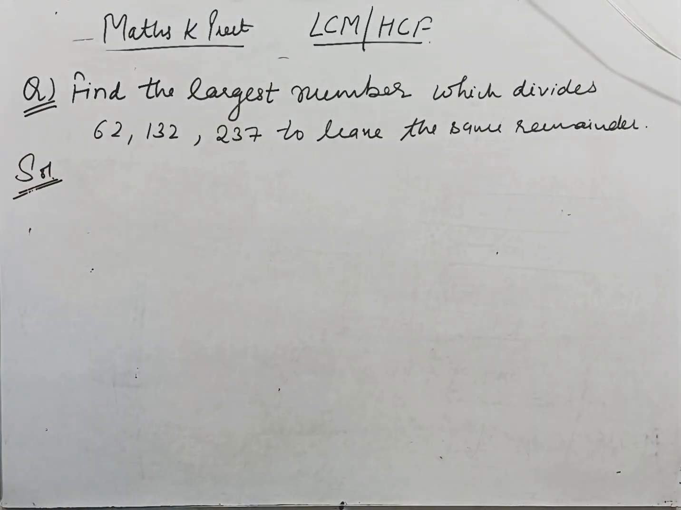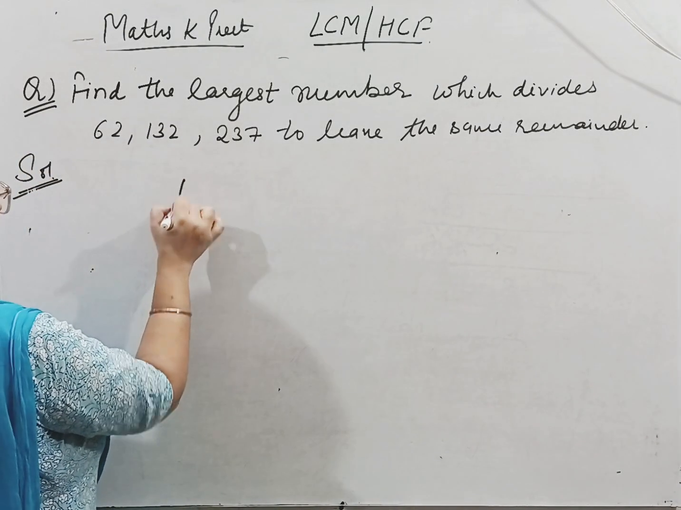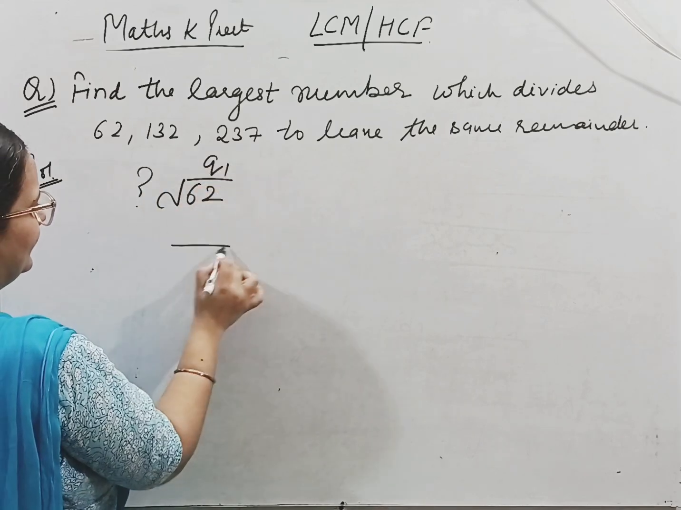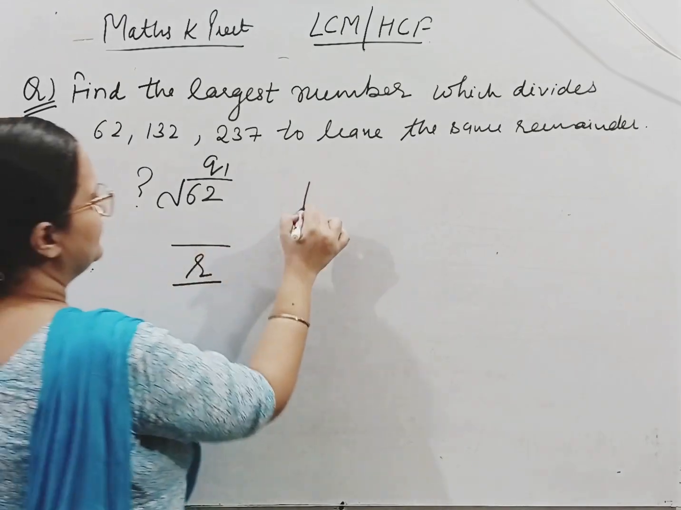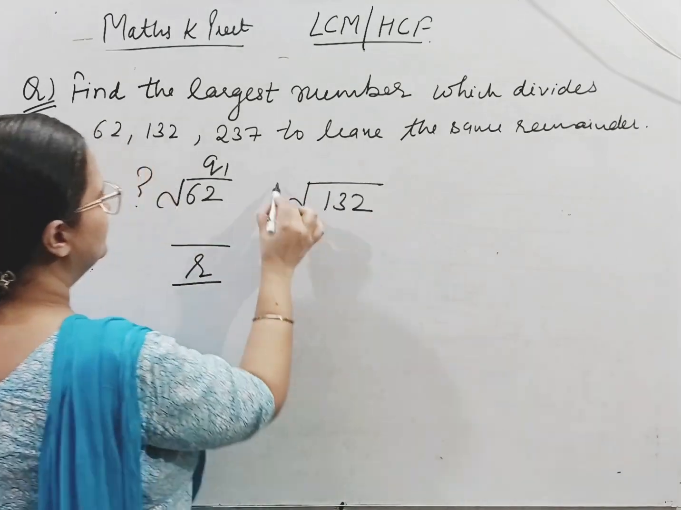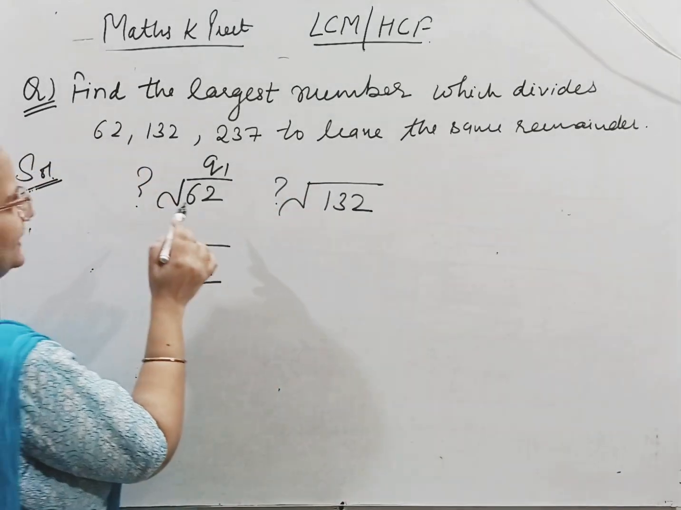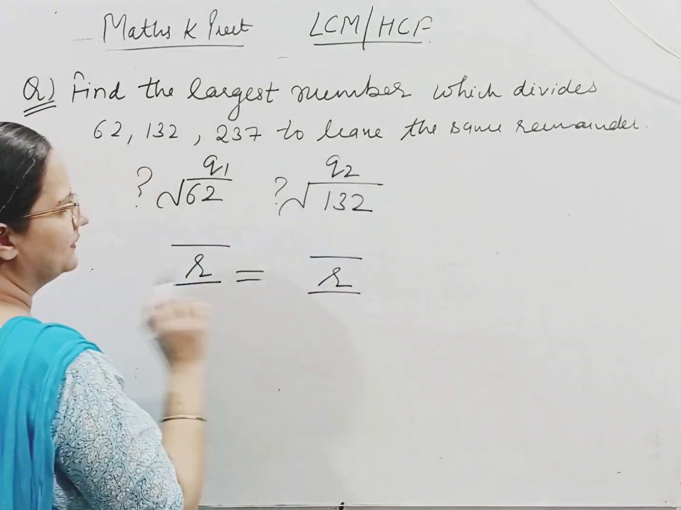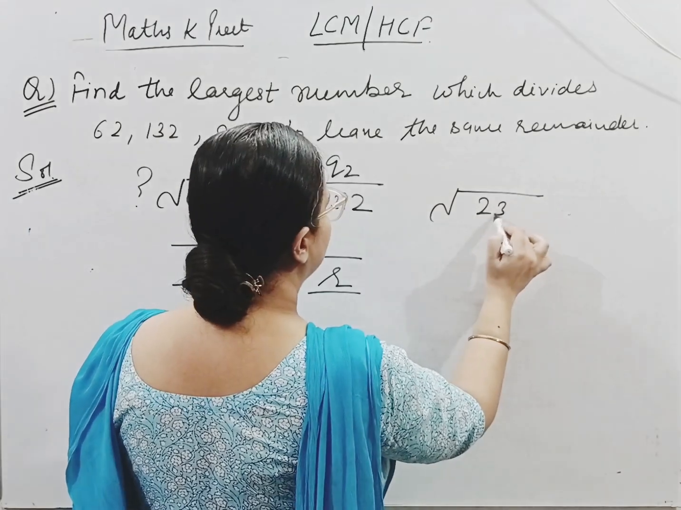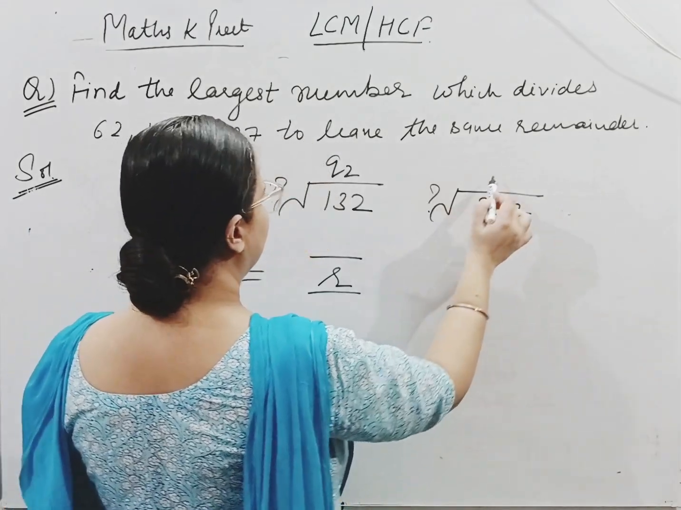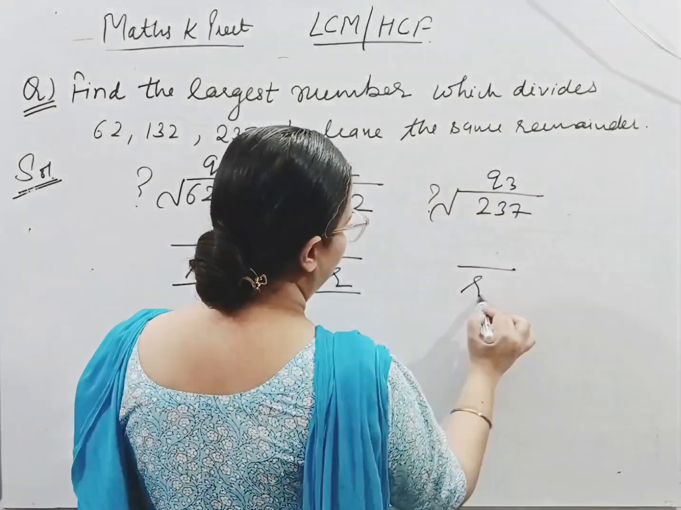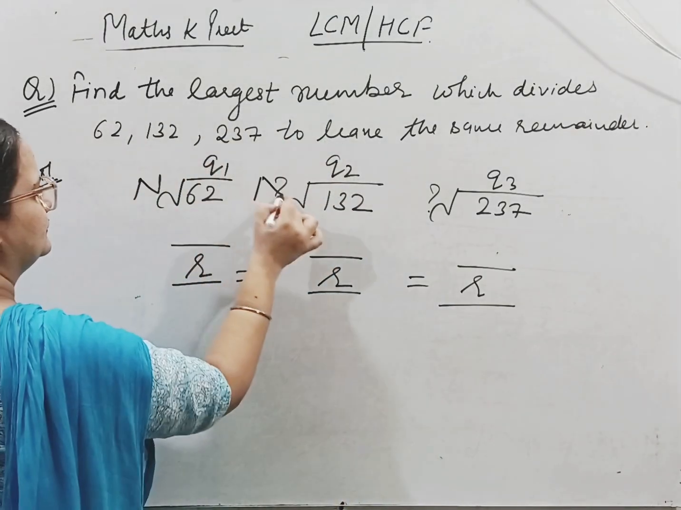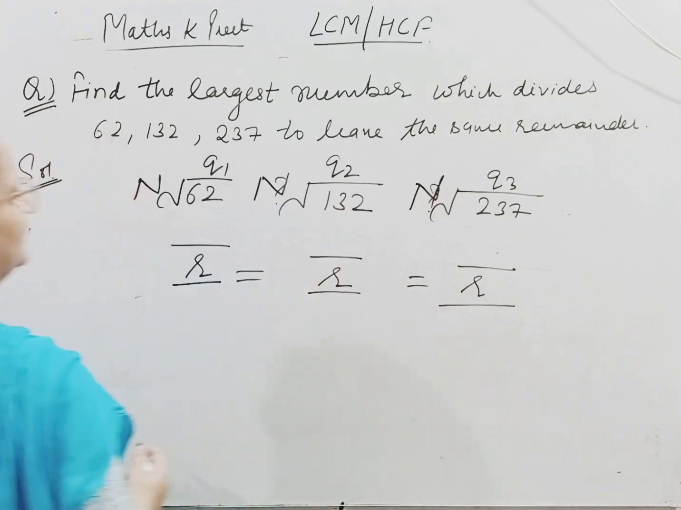How we will do such questions? See the logic. If I am dividing 62 with the number, I am getting some quotient and remainder is what? R. Similarly, I am dividing this 132 with this number because I have to find the largest number. I am getting some quotient and remainder is again R. In third case, 237, this is my number, this is my quotient and remainder is again R. See, this is my N in each case. I have to find this N basically.